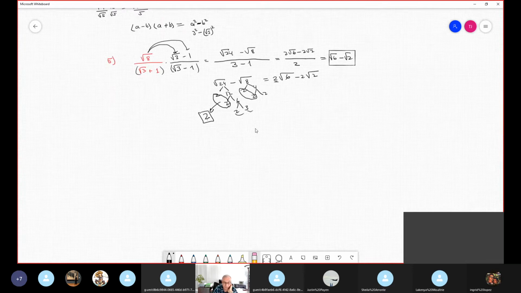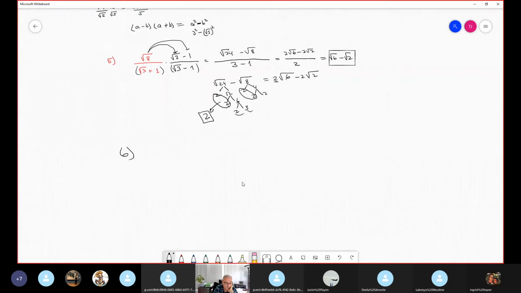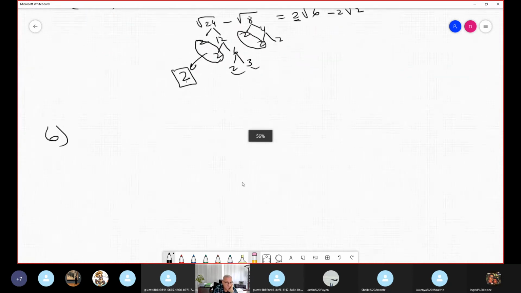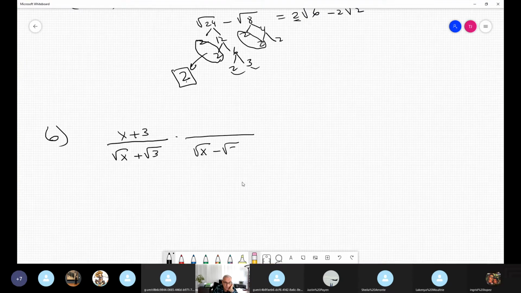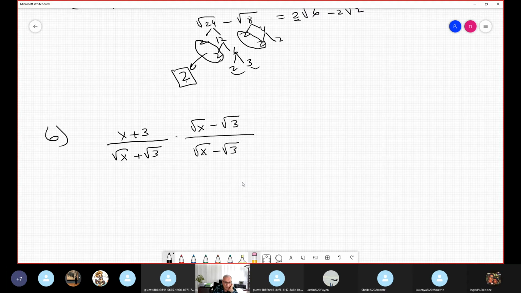The last problem is number 6. Number 6 says x plus 3 divided by radical x plus radical 3. Okay, I create my smart one, which is radical x minus radical 3. Radical x minus radical 3.